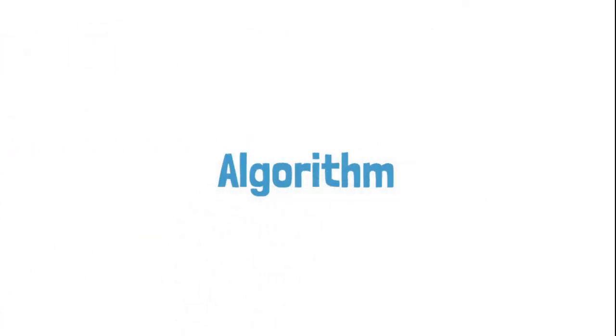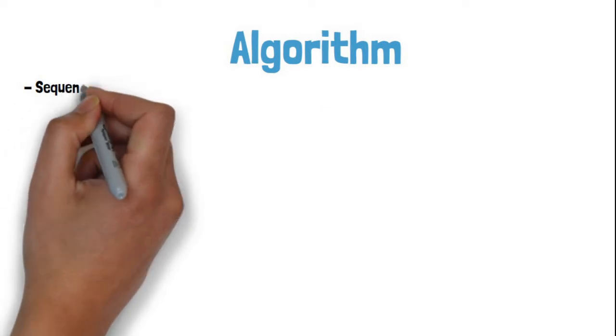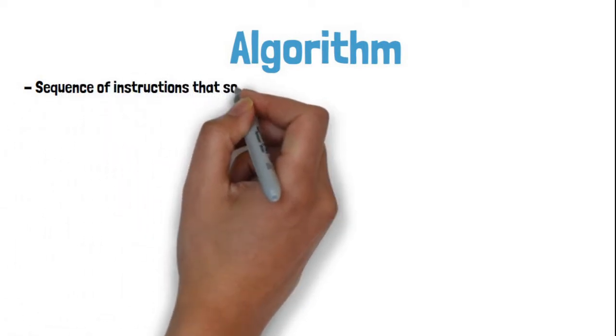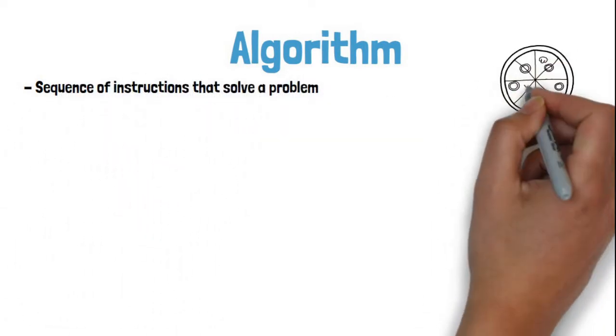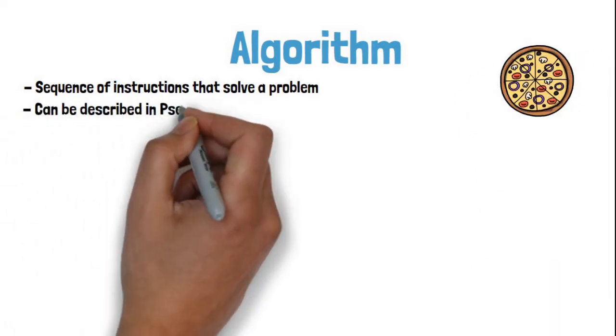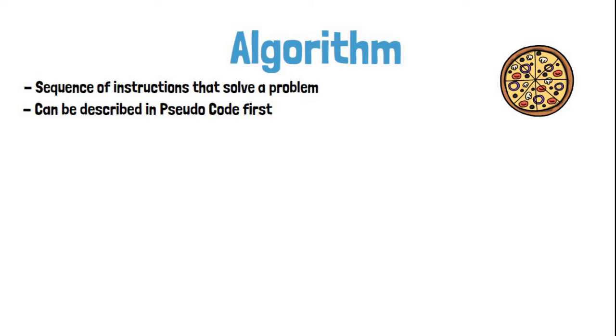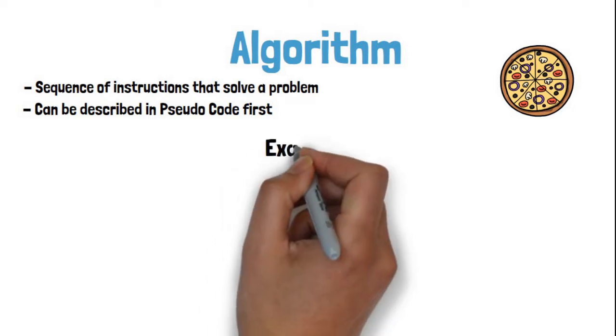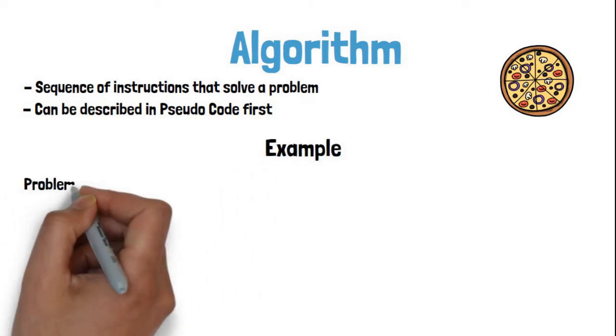The first step in the process is to define an algorithm. An algorithm is a sequence of instructions that solves the problem we want to solve, similar to a cooking recipe to make a pizza, for example. The algorithm can be described in pseudocode rather than a programming language, which means using plain language to describe the algorithm. Let's go over an example.